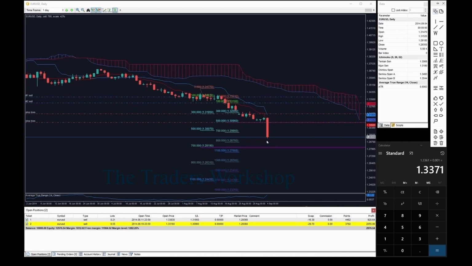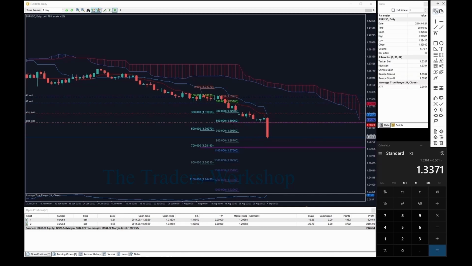Next on the process is building the new scenario for the next level, which is at level 900. If the market continues to push down, and hits level 900, we will move the stop loss from level 500 to level 700 at the exact price as indicated by the Fibonacci.